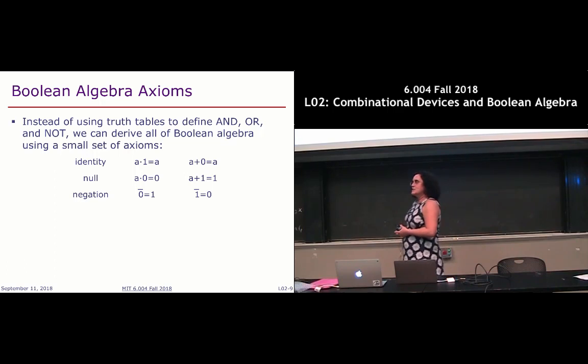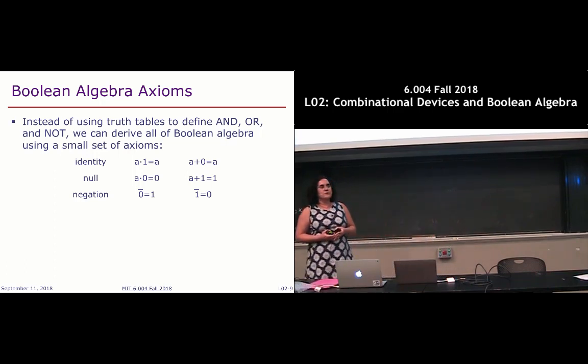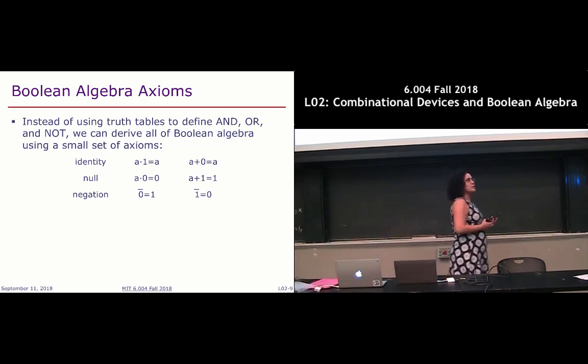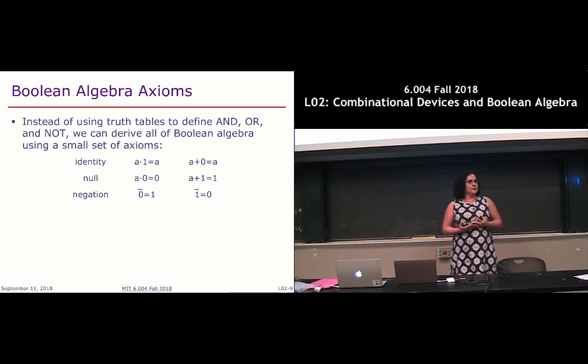All right, so instead of using truth tables to define these 3 gates, we can also define them using the following 3 axioms, which is the basis of all of Boolean algebra. So the axioms look as follows. The first one is the identity, which says that any variable ANDed with a constant 1, you're always going to get back that variable. Okay?